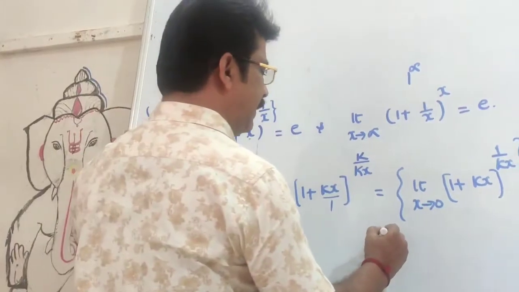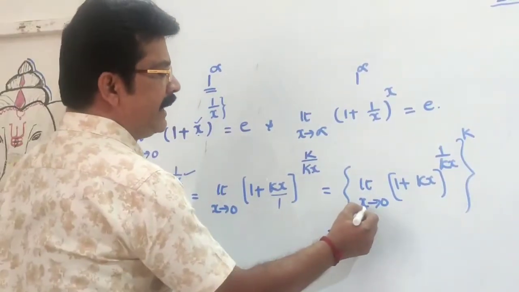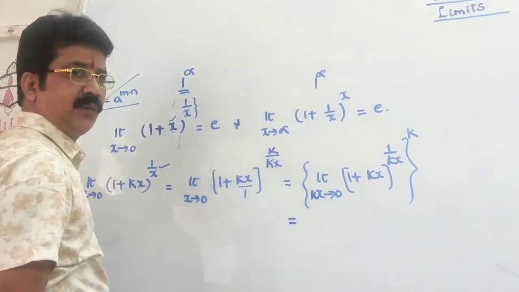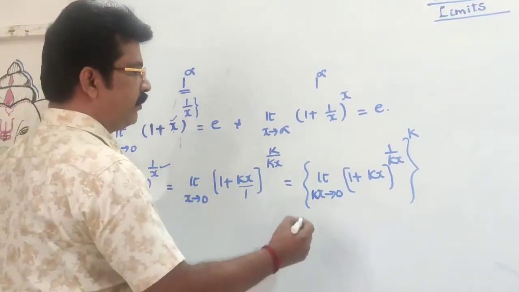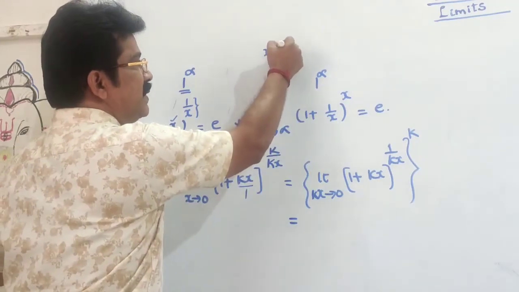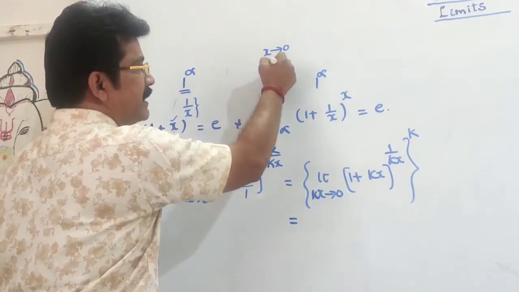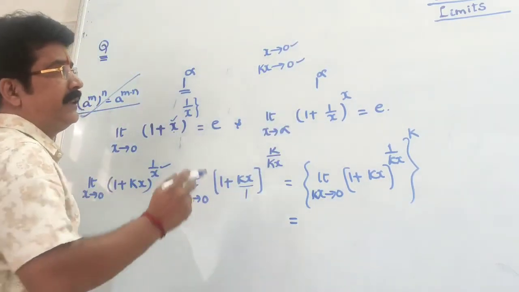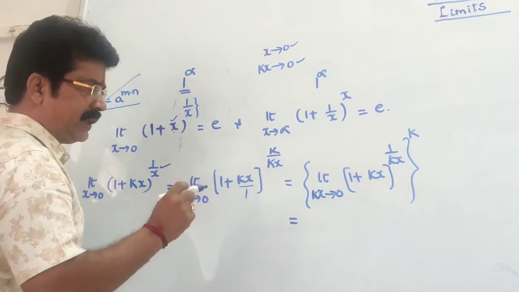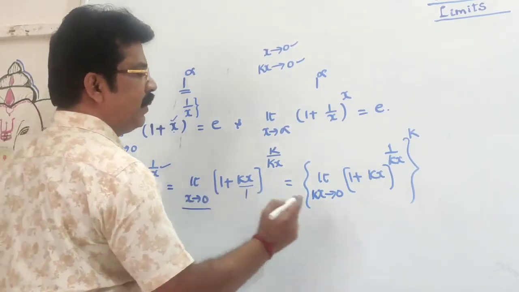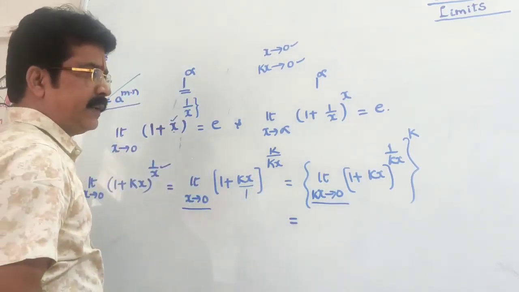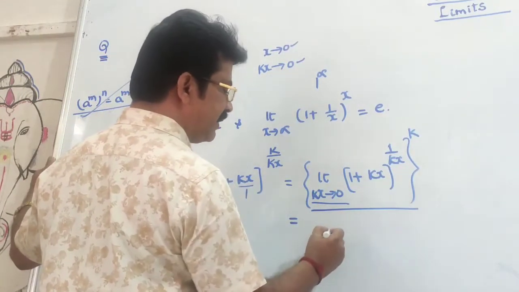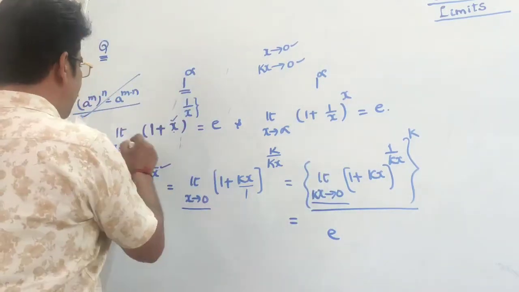Now, x tends to 0 means k into x also tends to 0. So instead of x tends to 0, we can write kx tends to 0. Both statements are equivalent. Therefore, this bracket function, this value, is nothing but e.